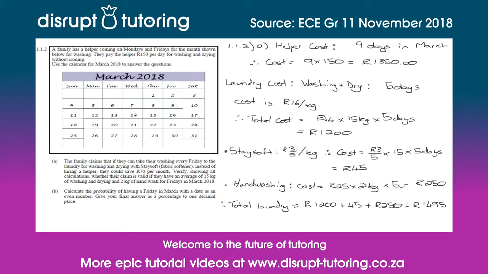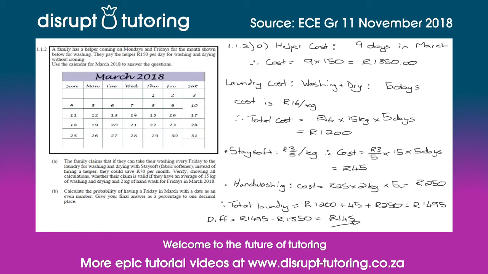Now, the main question was to verify that you could save 70 Rand per month by doing your laundry yourself. So we need to find what the difference is. So the difference would equal this 1,495 Rand to do your own laundry, minus the cost of getting a helper, which we calculated to be 1,350 Rand, which comes to a grand total of 145 Rand. So that is the difference.